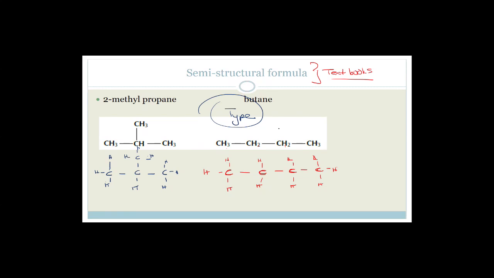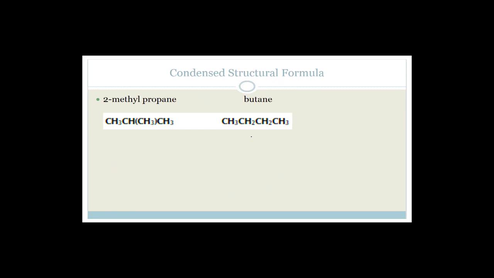Okay, now let's move on to the condensed structural formula. This is one of the ones that you'll need to know again. So, again, I'm going to write out the structural formula we got. We got this, and then we've got hydrogen, hydrogen, hydrogen, hydrogen, hydrogen. And I know it's tedious to draw these out, but you need to draw them out, and you need to not leave out any of the hydrogens.